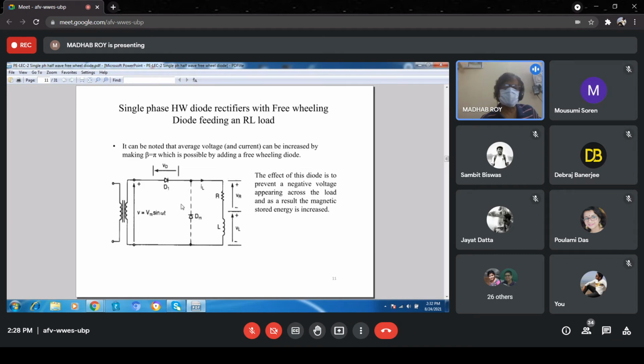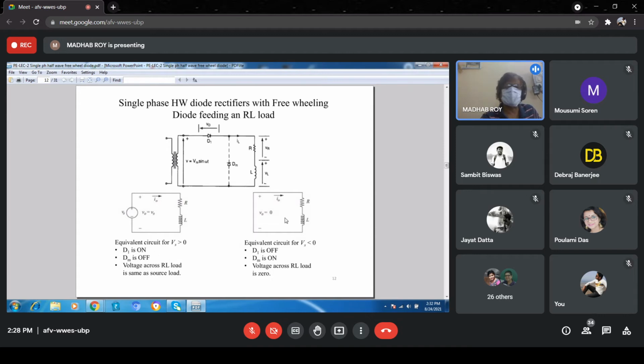So when one conducts, the other will stop. Their biasing is in converse relation in terms of conduction. Now, the equivalent circuit is for when vs is greater than 0. That means this diode is conducting, forward biased. So vs is the source voltage, positive half, greater than 0. In that case, this diode will be on and this will be off.